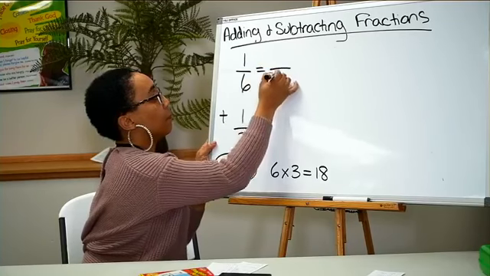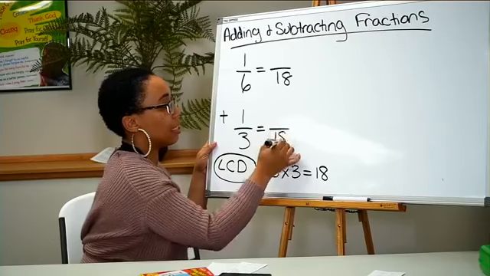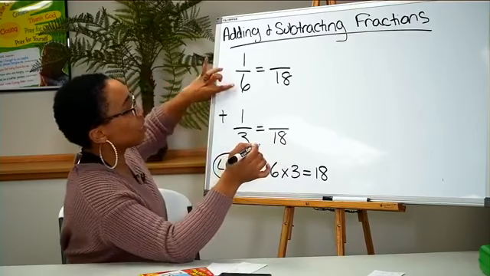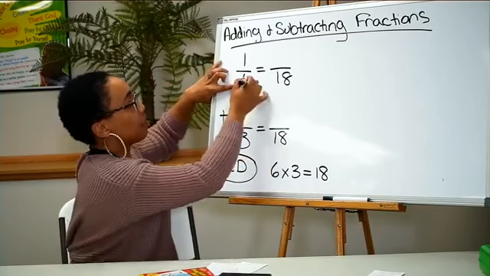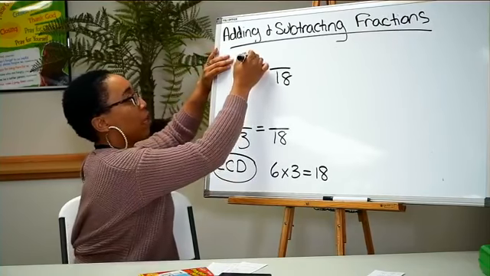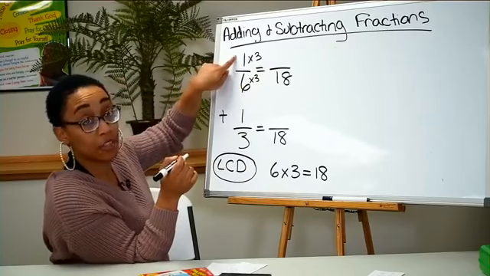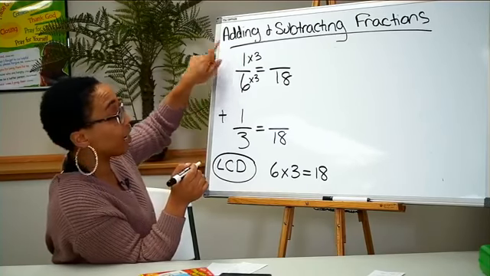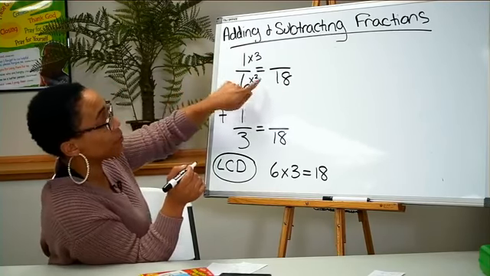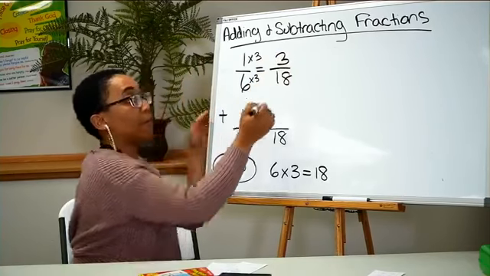All right? So we have 18 here. We have 18 here. Okay? So we need to multiply 6 by 3 to get 18. That means we're going to multiply 1 by 3, because what you do to the denominator, you have to do to the numerator. Okay, so let's just go ahead and finish this. So we know 6 times 3 is 18. 1 times 3 is 3.